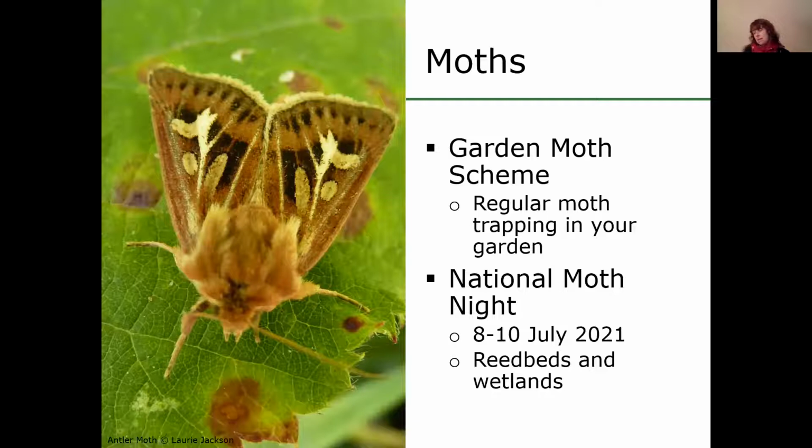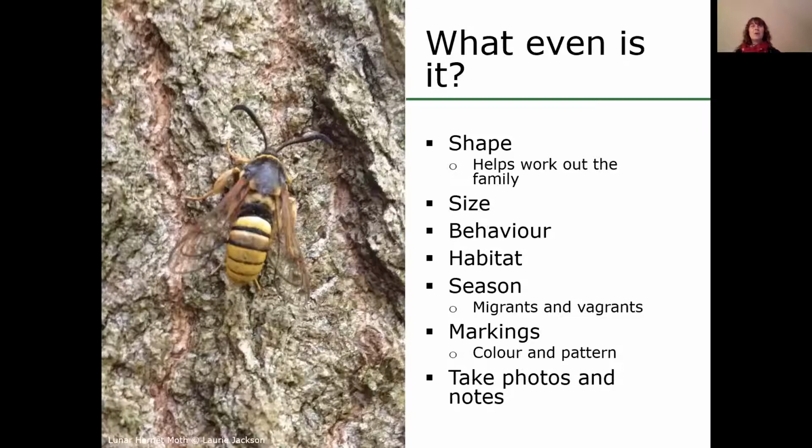And then every year, Butterfly Conservation run a national moth night. This year their theme, so they change it every year, and it's not the same time every year, is going to be reed beds and wetlands. So there should, obviously COVID allowing, be lots of different events happening around that time to go out and look for these special moths of reed beds and wetlands. And again, with 2,500 moths and 59 species of butterflies, it's quite easy to have those what the hell is it moments.